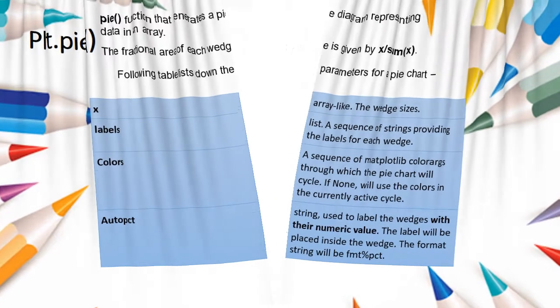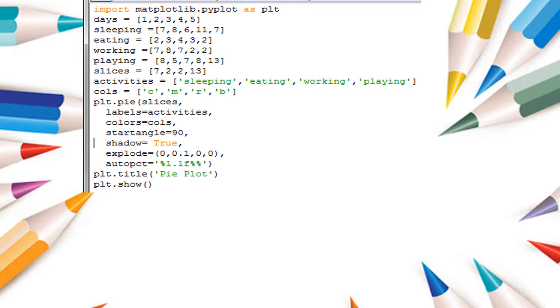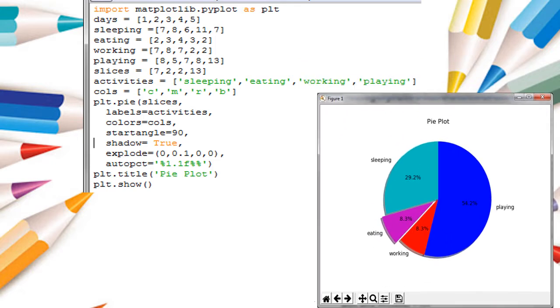See by the example. Here days is a list value, and sleeping, eating, working, playing are slices as list values, and activities, we are passing sleeping, eating, working and playing. Colors are assigned to the cols list, and then we plot the pie chart using the pie function. For slices we are passing the data, and then labels equal to activities. Labels is a list of strings. So see the diagram.